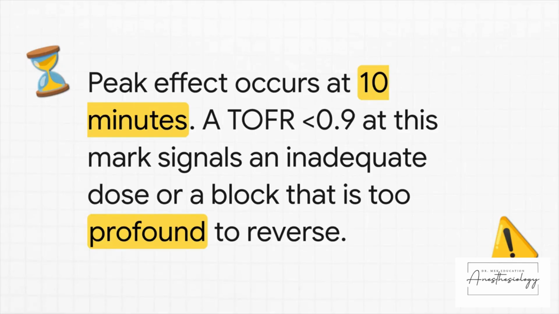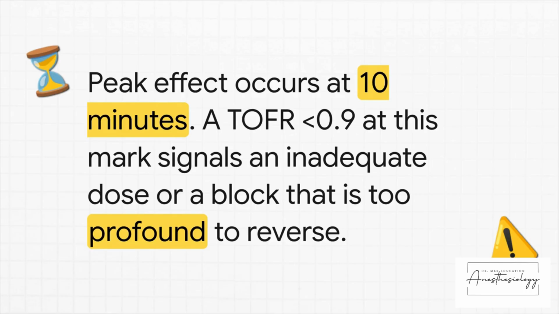So you've given the dose. You need to know that the peak effect is going to hit at about the 10-minute mark. If at 10 minutes your train of 4 ratio is still below 0.9, that's a red flag. It tells you there's a problem. Either the dose wasn't enough, or, more likely, the block was just too deep for neostigmine to overcome in the first place.